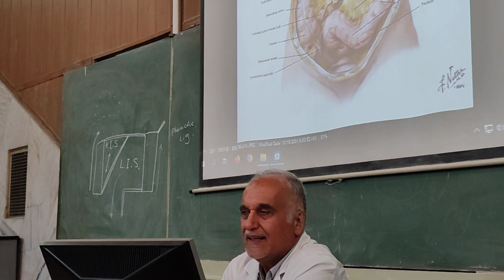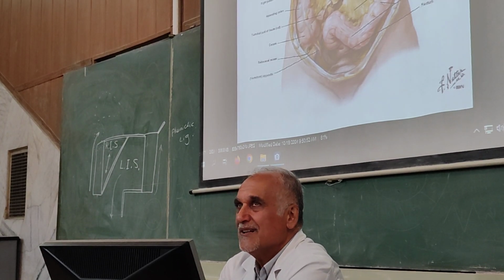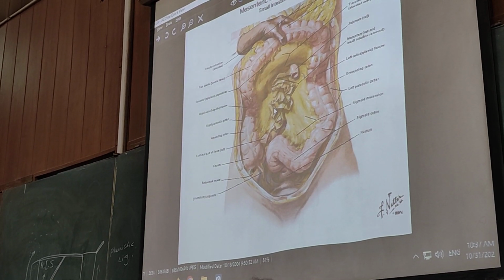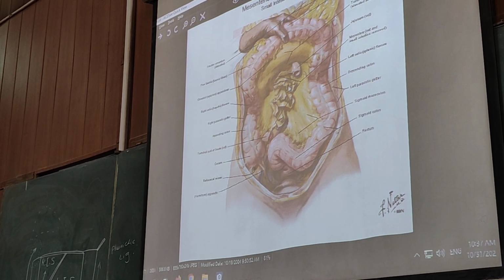So, in this slide, you can see the picture that I drew on the blackboard. This is the mesentery. This one is the ascending colon, transverse colon, descending and sigmoid colon, and this is the mesentery. Here, this one is the right infracolic space, and this one is the left. Because of this, the left one has access to the pelvis.